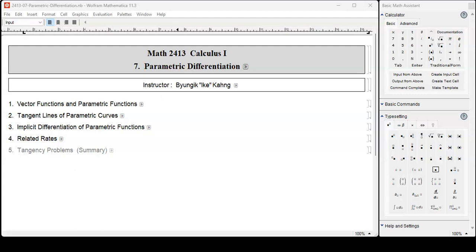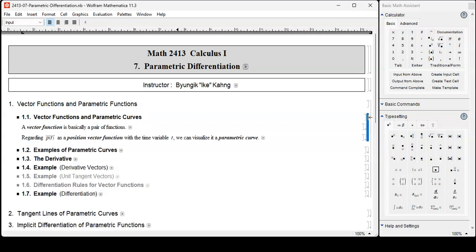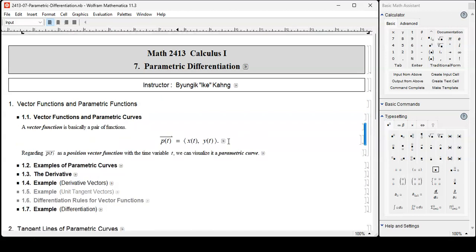Do you recall vector functions from lesson 1 way back? A vector is basically a pair of real numbers, x comma y. That's a two-dimensional vector. If you have a three-dimensional vector, then you're going to get a triple, x comma y comma z. We are in calculus 1, so let's take just the planar case, the two-dimensional case, x comma y only.